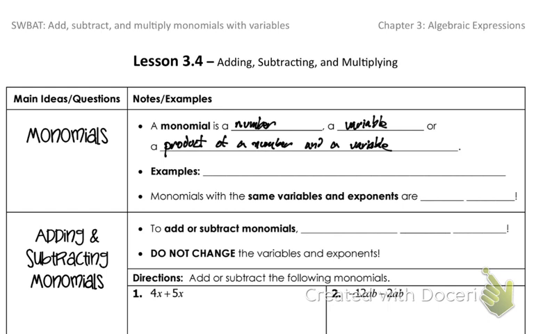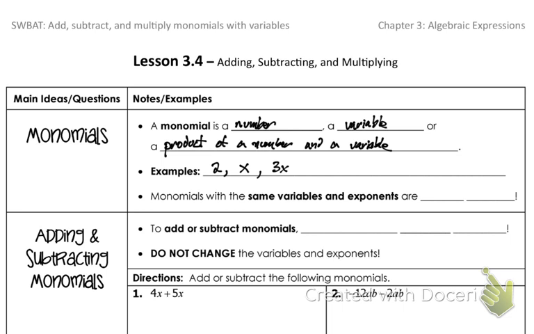A product of a number and a variable. So some examples of this. 2. 2 is a monomial. It's just a number. It's just one thing. We could have x. x is just one thing. But like I said, we can have multiples of things. We could have 3x. 3x is a monomial.